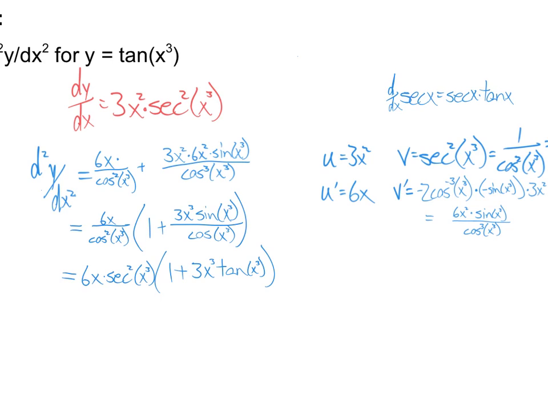Wait, so the derivative of secant x equals secant x times tangent x? Yes. Like by which property? You don't have to know that. That's another derivative rule. Just like the derivative of sine is cosine, the derivative of secant is secant times tangent. Okay?